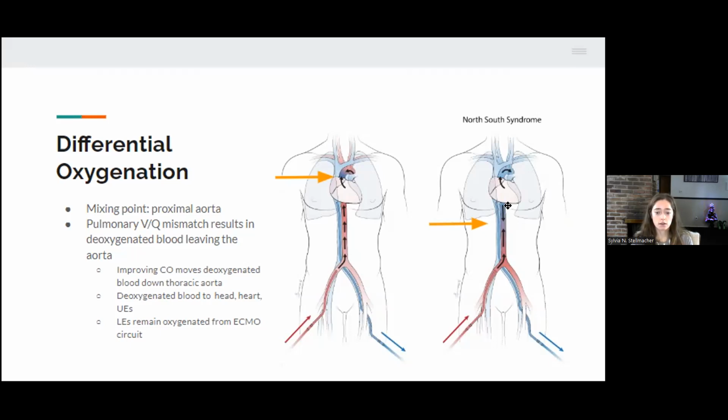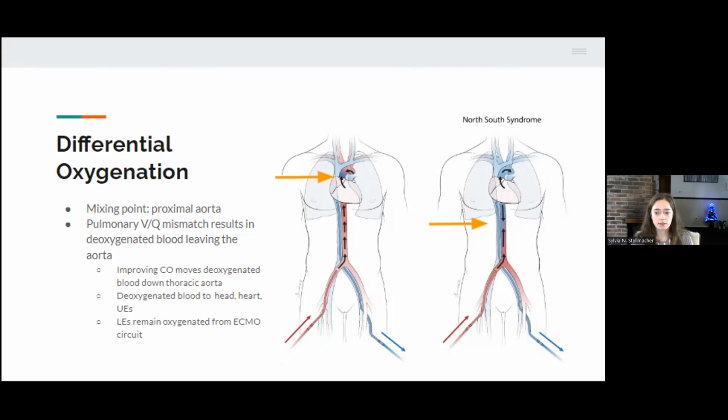However, if there's concomitant ARDS or other problems in the lungs that are providing deoxygenated blood to the left side of the heart, this results in differential oxygenation. This is also known as north-south syndrome, which you might have heard of. The reason that we monitor right upper extremity gases in patients on VA-ECMO is because of this phenomenon. Because the first place to start seeing low oxygen levels, if this mixing point is to move down the aorta, would be the right upper extremity, because it's essentially thought of as a watershed area where it's first going to see low oxygen levels.